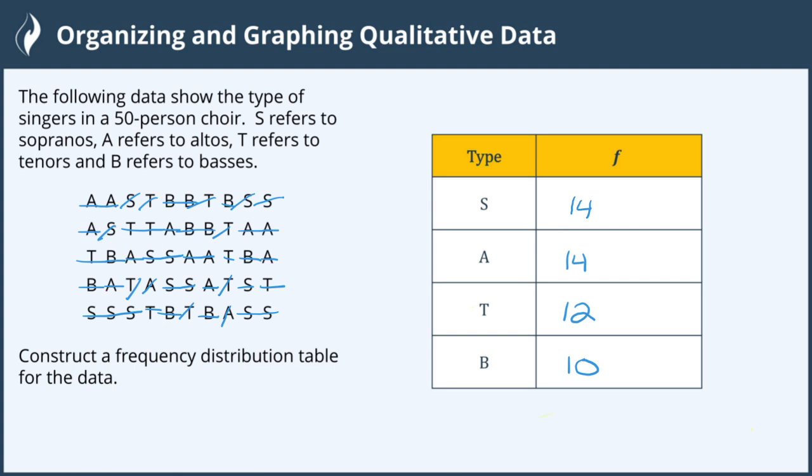And just to double check our work, 14 plus 14 is 28, plus 12 is 40, plus 10 is 50, and we're done.